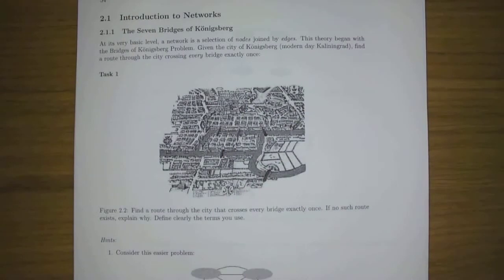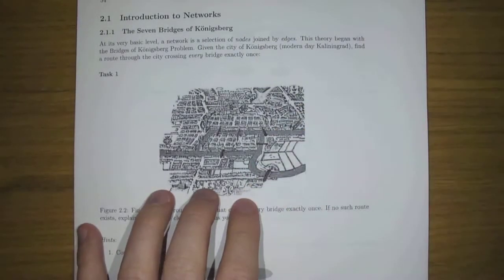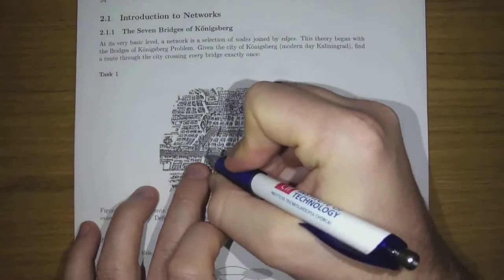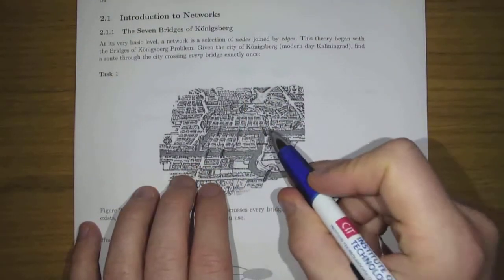I'm going to Google it so I can see it. The image doesn't come out very well. Sorry about this, and unfortunately I can't pause what I have. Here we go. There's another one there. Is that it? Oh no, there's another one there. Is that it? 1, 2, 3, 4, 5, 6, 7 bridges.